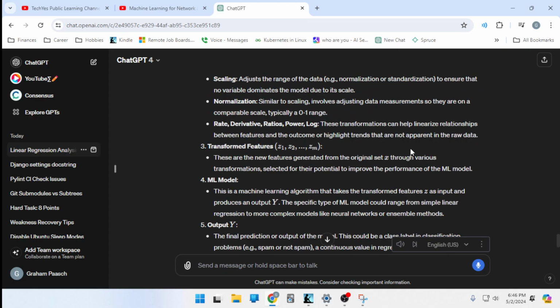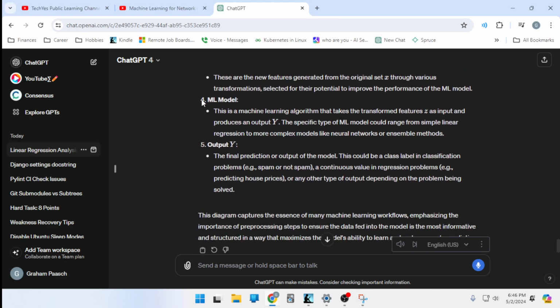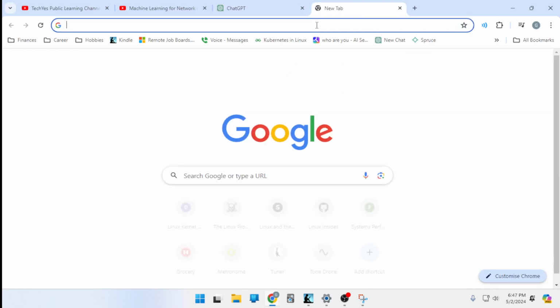These transformations can help linearize relationships between features and the outcome or highlight trends that are not apparent in the raw data. Transform features, Z1, Z2, ZM. These are the new features generated from the original set X for various transformations, selected for their potential to improve the performance of the ML model. ML model. This is a machine learning algorithm that takes the transformed features Z's as input and produces an output Y. The specific type of ML model could range from simple linear regression to more complex models like neural networks or ensemble methods. Output Y. The final prediction or output of the model.